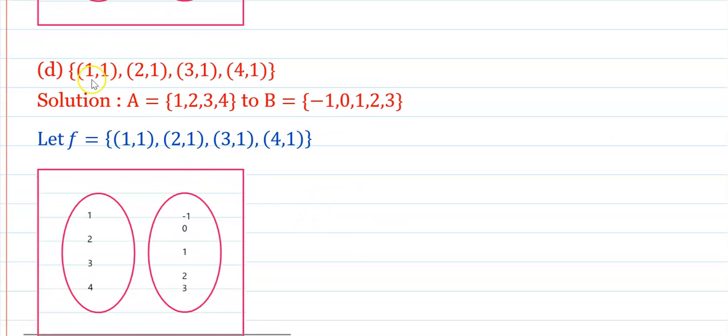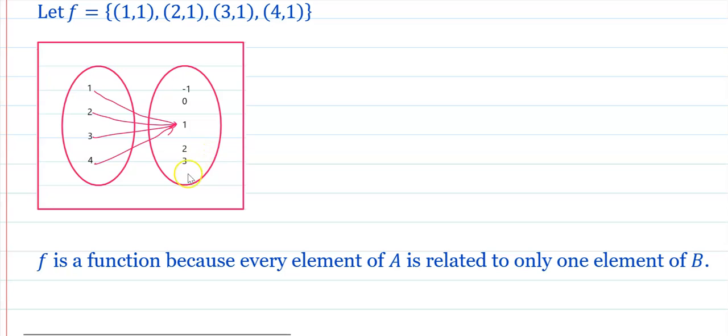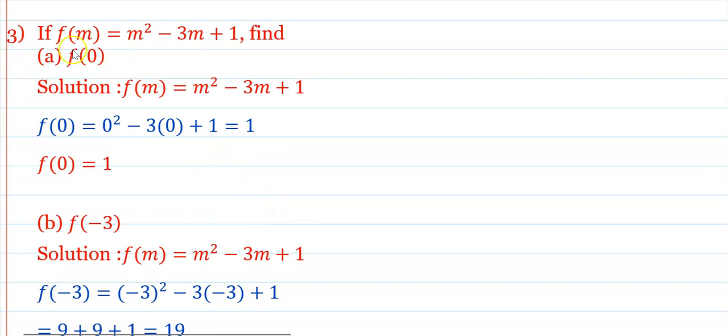Next relation. 1 is related to 1, 2 is related to 1, 3 is related to 1, and 4 is related to 1. This means the image of all of 1, 2, 3, 4 is the single one. Therefore, f is a function because every element of A is related to only one element of B, and hence it is a function. Now the next, question number 3.